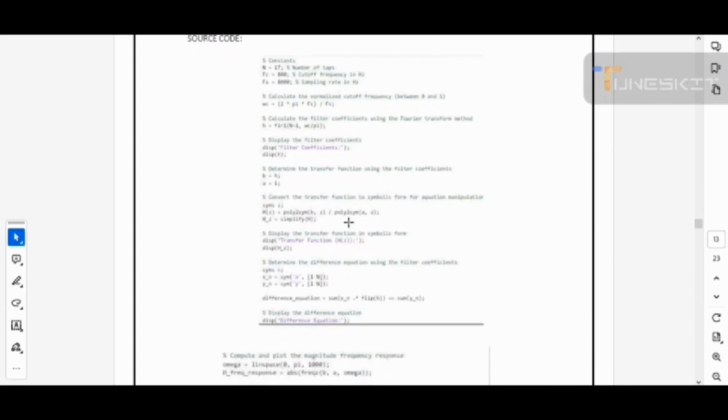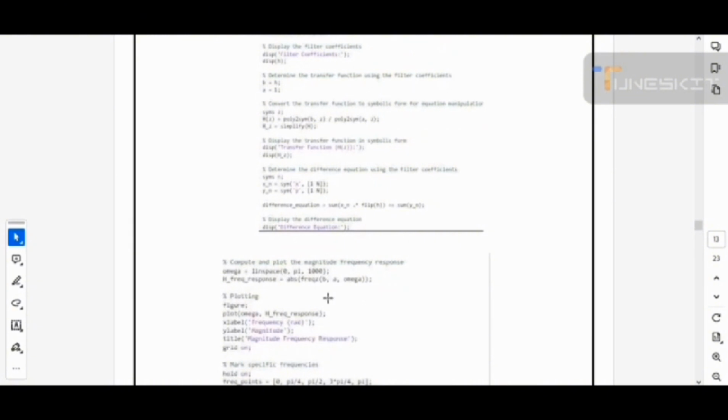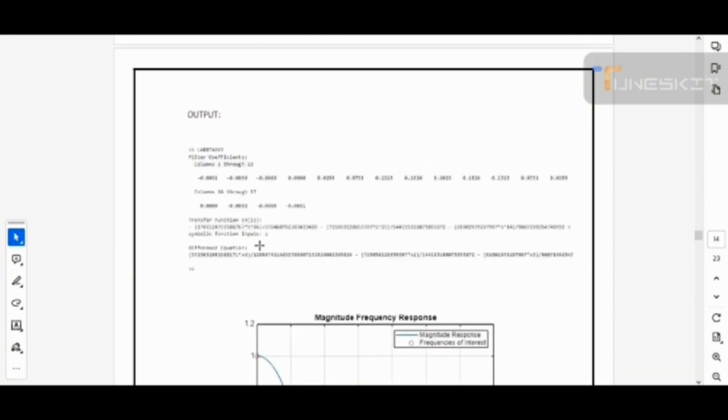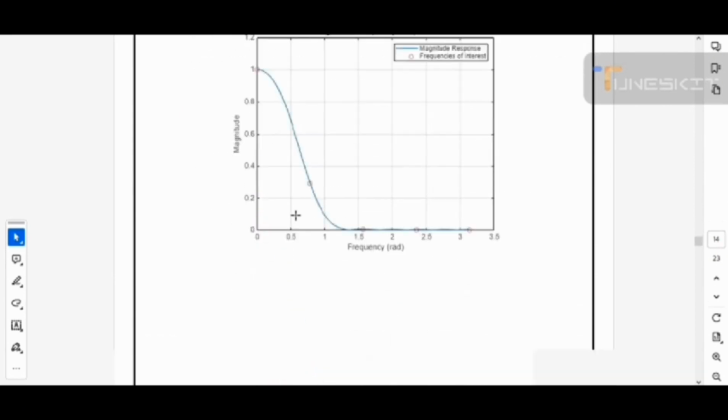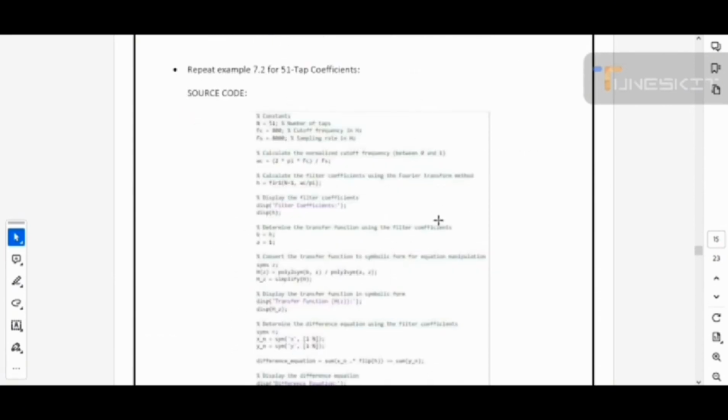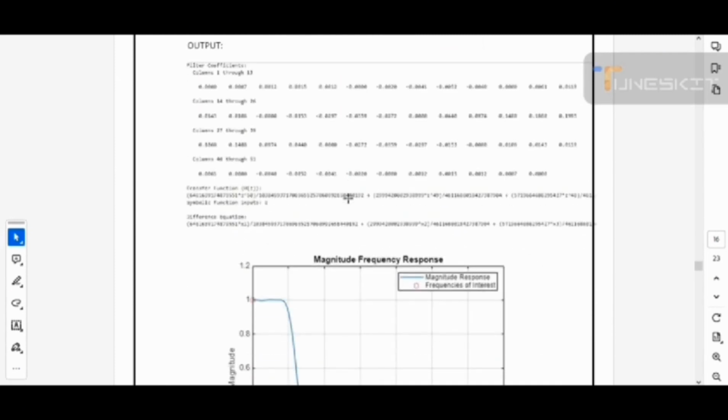Then we have used the figure command for plotting our graph, x and y labels to show what we have to represent on x and y, and the title. After that we have to draw the points, and here we have used the frequency. So our output is this, we have our signal. In the next task, the one thing that is different is the number of taps. Here we have to use 51 taps, so we just have to change that, and this one is the output.